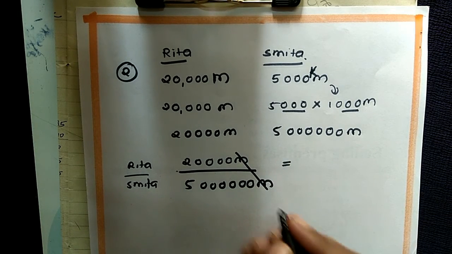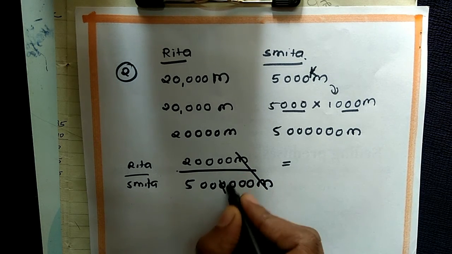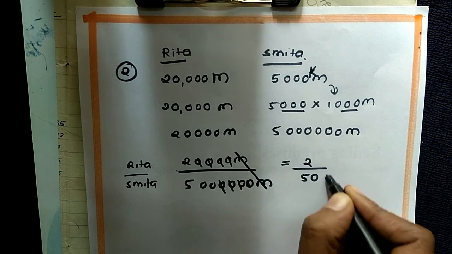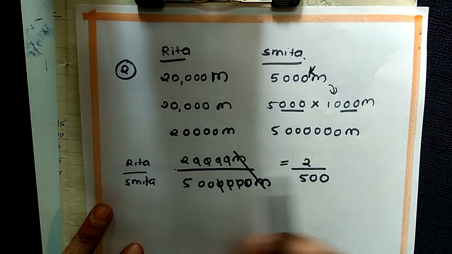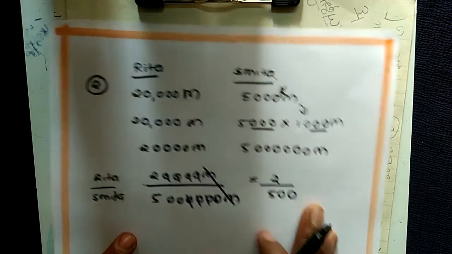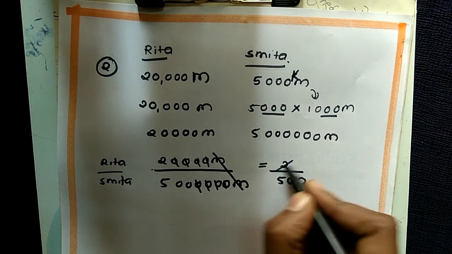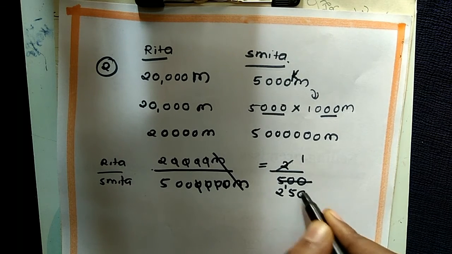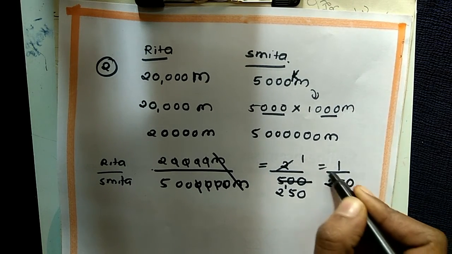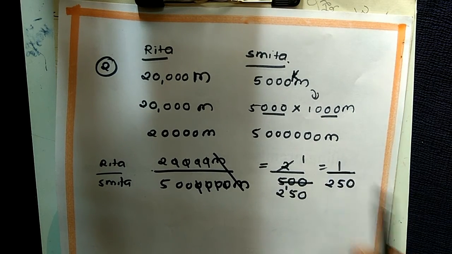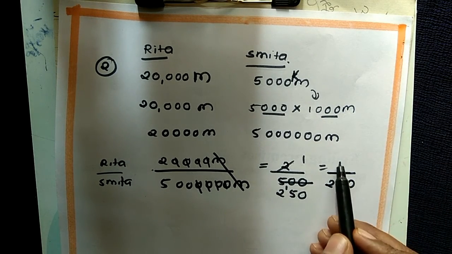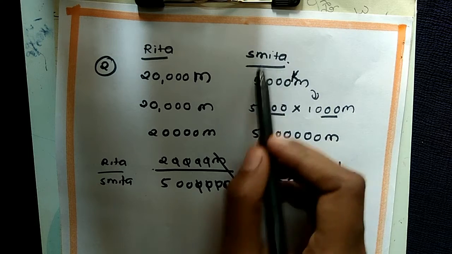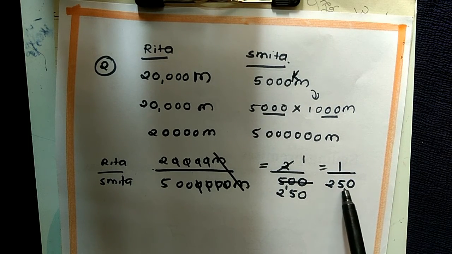Next you must convert this into the lowest form. 4 zeros you can cut. So 2 remains here and here 500. Further, you can convert this still into the lowest form, because here we have the zeros. 2 ones are 2, 2 twos are 4, 2 5s are 10 and 0. So 1 is to 250. It means what? Suppose now we can take in unit here. Suppose Rita has run 1 kilometer, then Smita will run 250 kilometer.